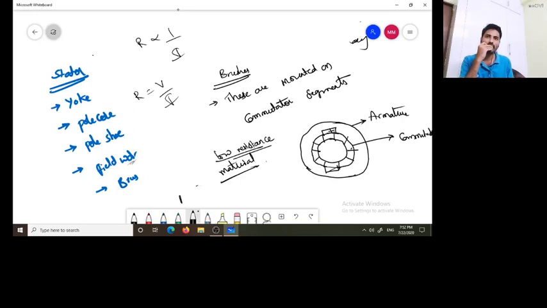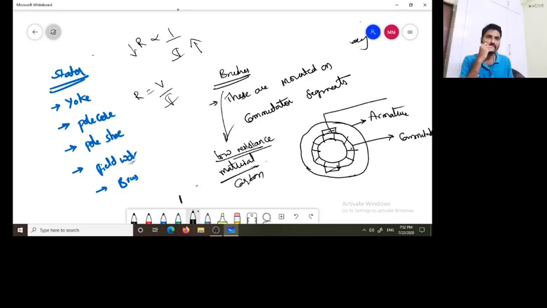So from this relation, we can say R is inversely proportional to I. If the resistance is low, that means the current will be high. So in order to pass more current, these brushes are designed in a low resistance material, which is nothing but carbon. Carbon has low resistance, so these brushes are made of carbon.